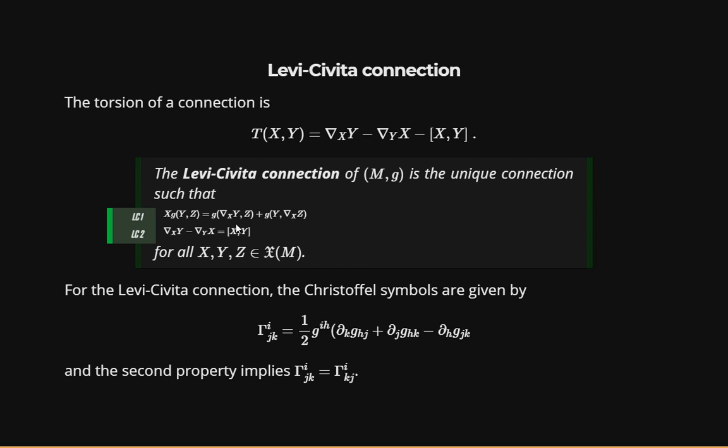For the Levi-Civita connection, the Christoffel symbols are given by some derivatives of the metric tensor. So the Levi-Civita connection is characterized by the fact that the Christoffel symbols are written down only in terms of the inverse metric and the derivatives of the metric. And the second property, torsion free, implies that the Christoffel symbols have this symmetry that you can exchange the two lower indices.